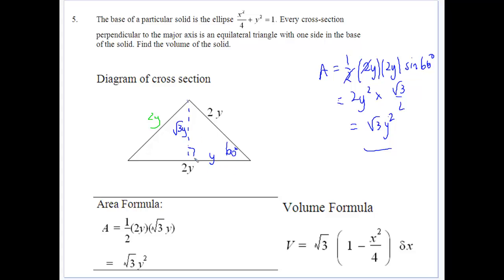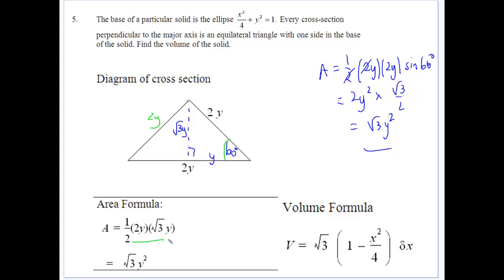There are a few ways we can do this. We can use Pythagoras' theorem to get root 3 y, and then half the base times the perpendicular height. Or we know that this angle there would be 60, and so we're looking at 2y and 2y as our sides. Half times the product of those times sine of 60 gives us root 3 y squared. So there's our area there, root 3 y squared.